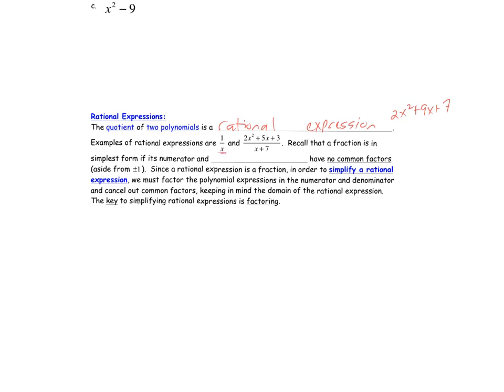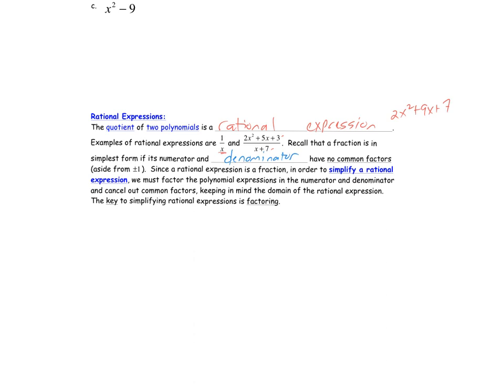1 over x, where 1 is a polynomial as well. It's just that the x is raised to the 0th power. Or something like 2x squared plus 5x plus 3 over x plus 7. Recall that a fraction is in simplest form if the numerator and denominator have no common factors aside from plus or minus 1. That's how we simplify a fraction.